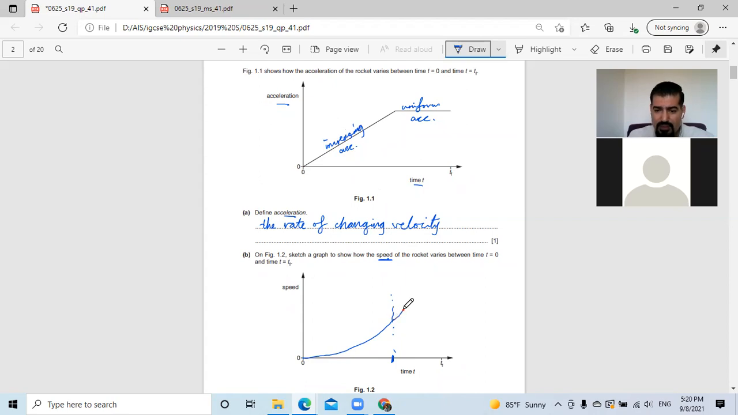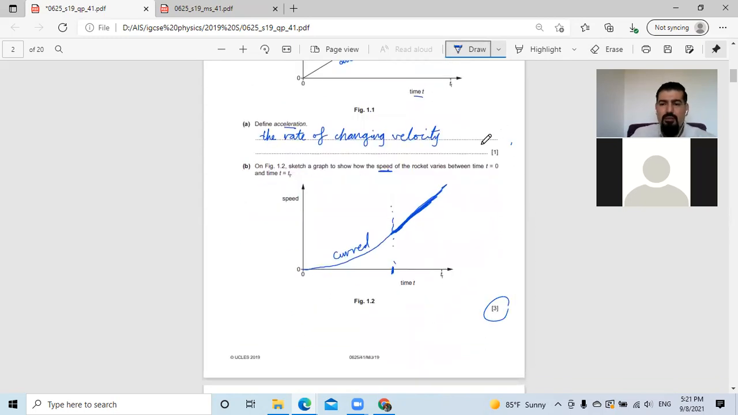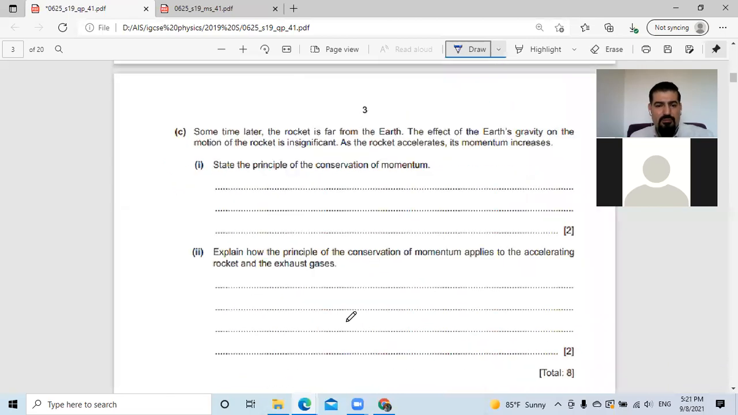Then I will continue this with a ruler to keep the same gradient. This is supposed to be a straight line. Forgive my drawing, but I'll try to draw it as a straight line as best I can. So this part is curved, then after a while it becomes a straight line, because it becomes constant acceleration, so the change of speed remains constant. Curve means increasing acceleration, then straight line because of constant acceleration. 3 marks, and here 1 mark. Okay. Next question.